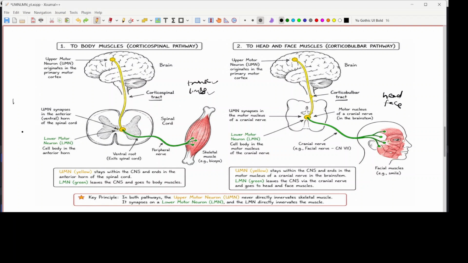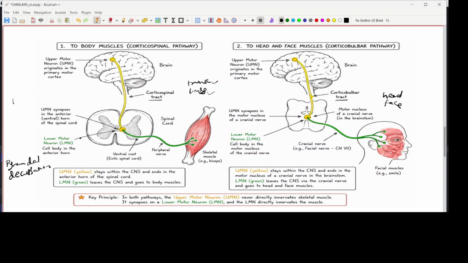Most of them cross to the opposite side in the lower medulla at a point known as the pyramidal decussation. The crossing explains why the left side of the brain controls movements on the right side of the body, and the right side of the brain controls movements on the left side.